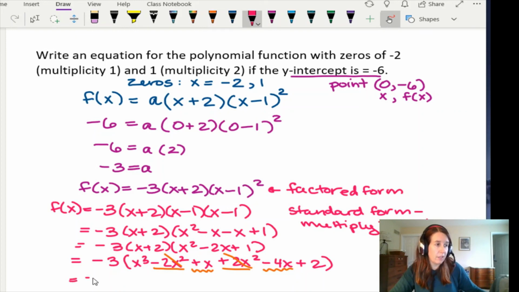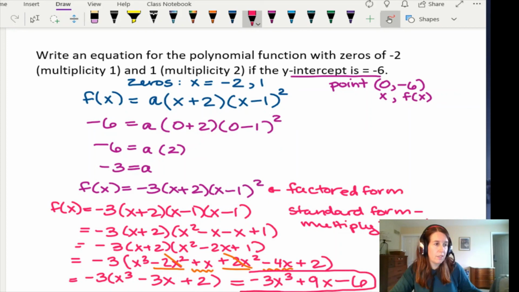Okay, so I've got negative 3 times (x cubed minus 3x plus 2). And then I just need to distribute the negative 3 to each of those terms. So negative 3x cubed plus 9x, and then minus 6. Okay, so this is called standard form, and our original is called factored form.